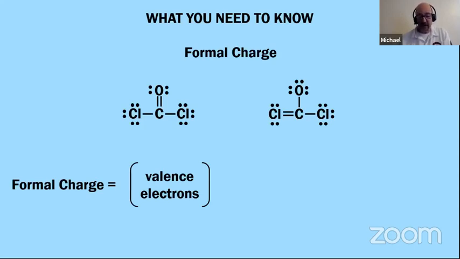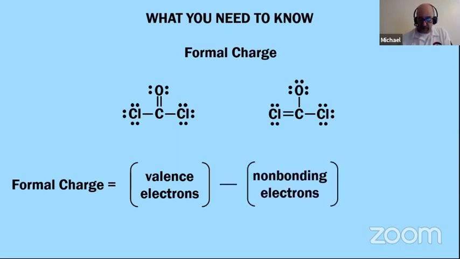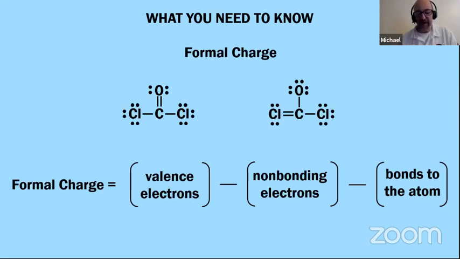Take a look at the atom specifically in a particular Lewis structure and count the number of non-bonding electrons that are on that particular atom. So you would subtract that number and then count how many bonds are directly attached to that atom. So in the case of a single bond, that would be 1. In the case of a double bond, that would be 2, and a triple is 3.